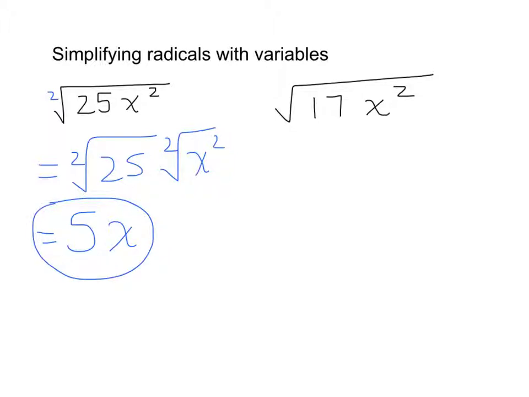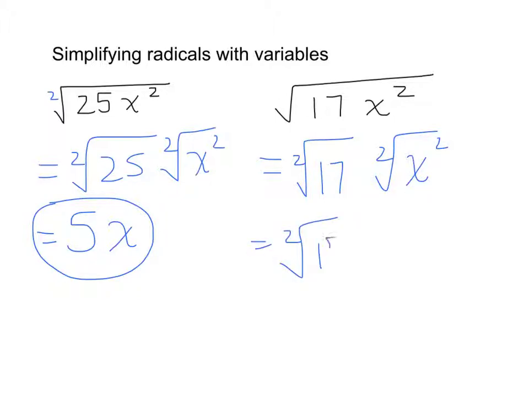Let's have a look at 17x squared. If you remember from our previous discussion, we know that if we split this up into its 2 parts, 17 is a prime number. So this is already as reduced as it gets, so you get the square root of 17, and the square root of x squared is x. So in this case, you're going to have 2 parts. You're going to have your radical, and you're going to have your variable, and that's okay.